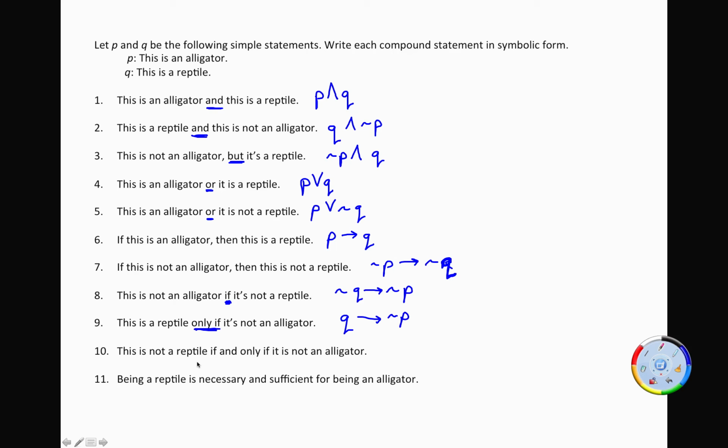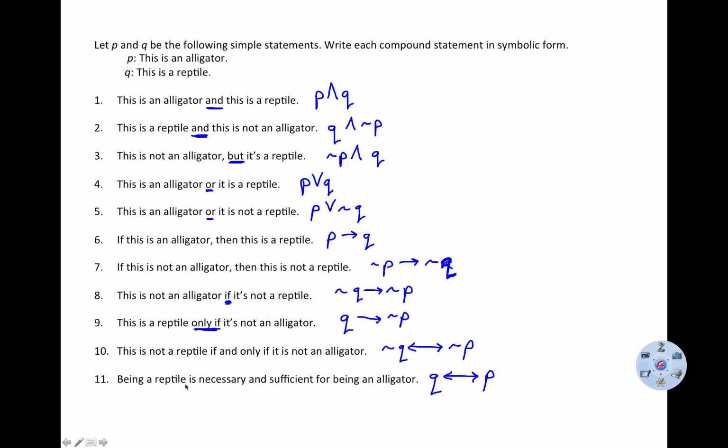This is not a reptile if and only if. Okay, if and only if, that's my double arrow. So not a reptile if and only if it's not an alligator. Being a reptile is necessary and sufficient. Again, I have both of them, necessary and sufficient, so that's my double arrow. Being a reptile is necessary and sufficient for being an alligator.